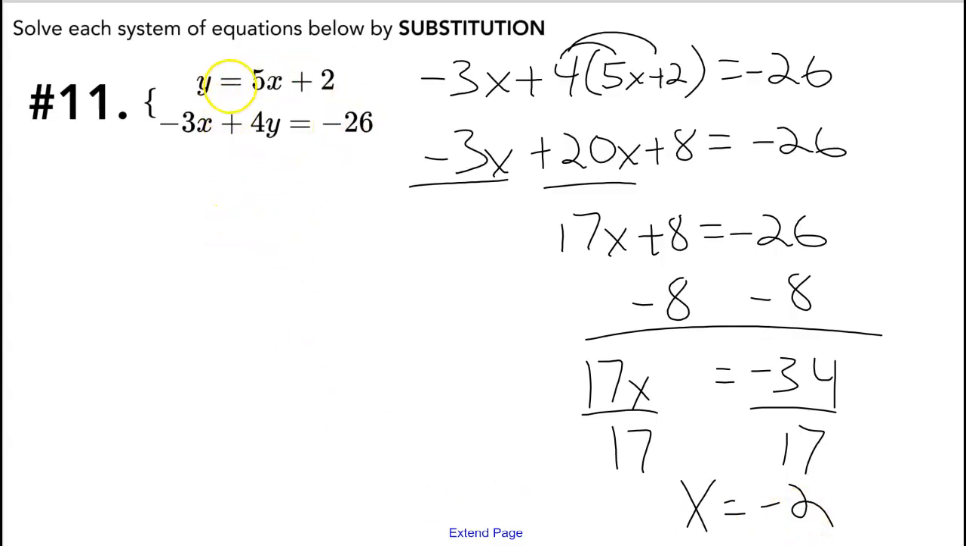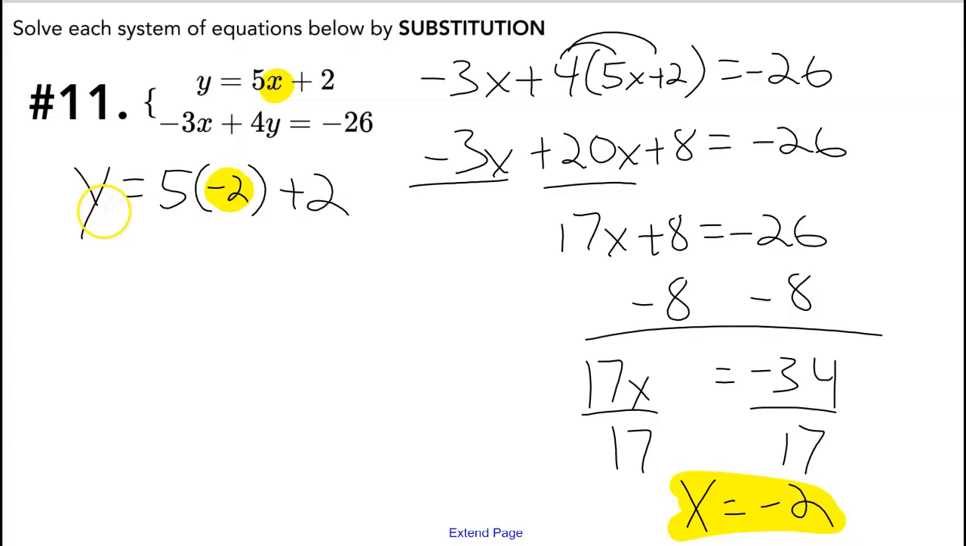Now I can plug it into any one of these equations, but I'm going to plug it into the first one because it's easier to work. So I'm going to take y equal to 5 times negative 2, which comes from right here, and it's the same as this x here. I'm plugging in negative 2, and then just solving from here. 5 times negative 2, positive times a negative is a negative. 5 times 2 is 10. So I got negative 10. So y is equal to negative 10 plus 2.